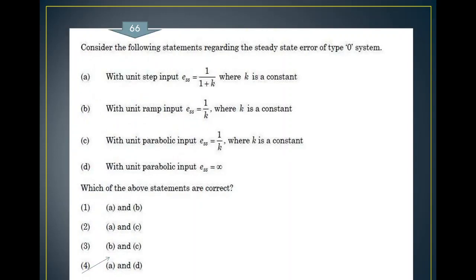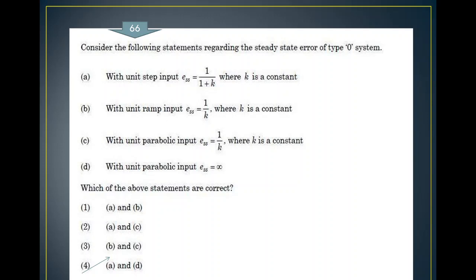Next question. Consider the following statements regarding the steady state error of type 0 system. Statement A. With the unit step input, ESS equal to 1 upon 1 plus K, where K is a constant. Statement B. With the unit ramp input, ESS equal to 1 upon K, where K is a constant. Statement C. With unit parabolic input, ESS equal to 1 upon K, where K is a constant. And statement D. With unit parabolic input, ESS equal to infinity.